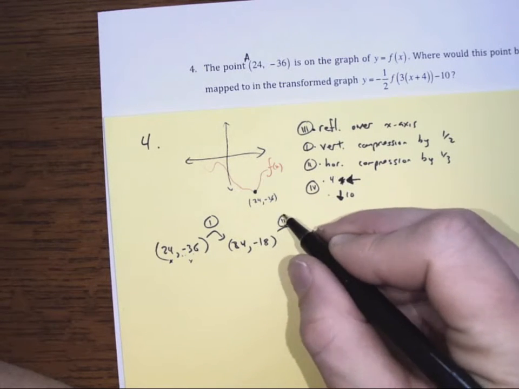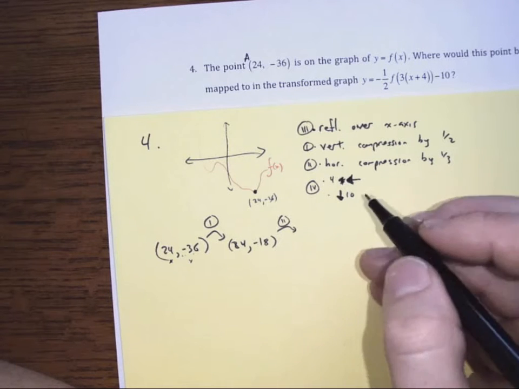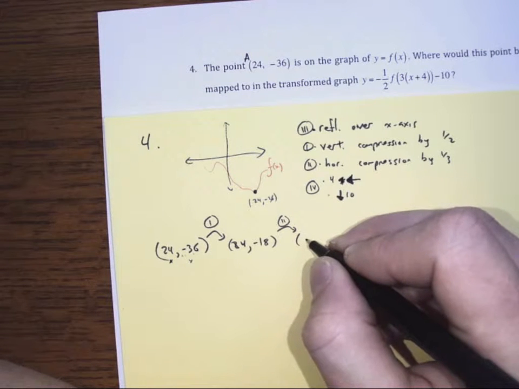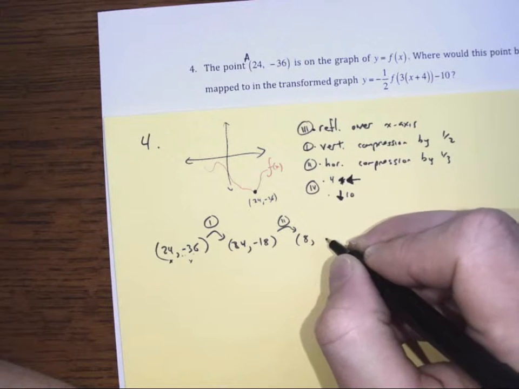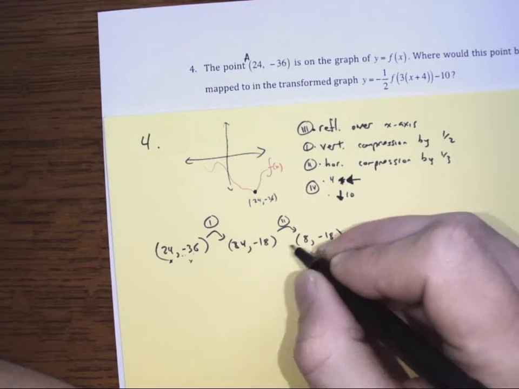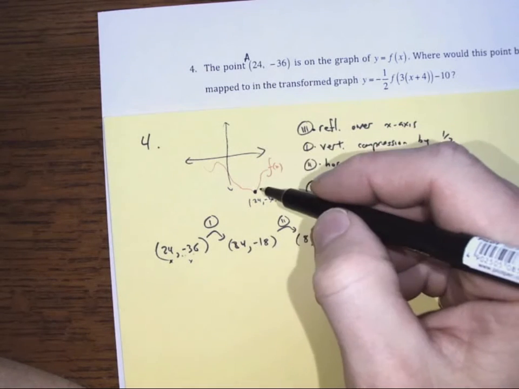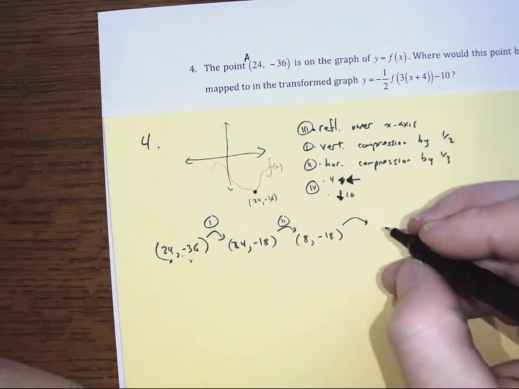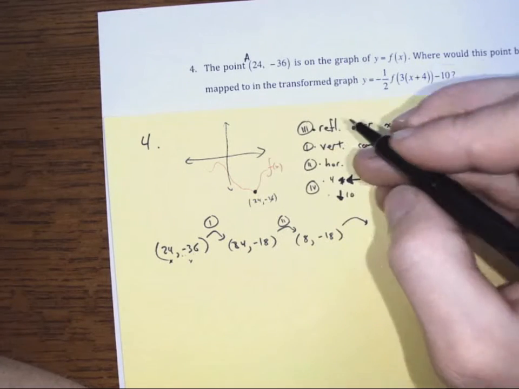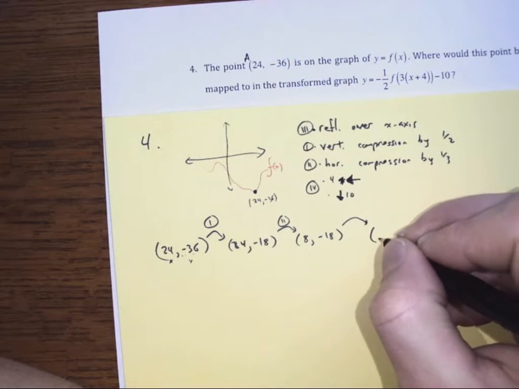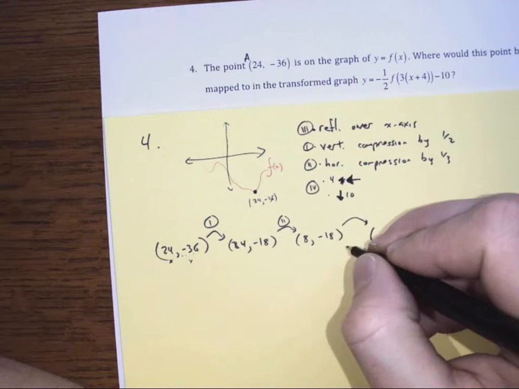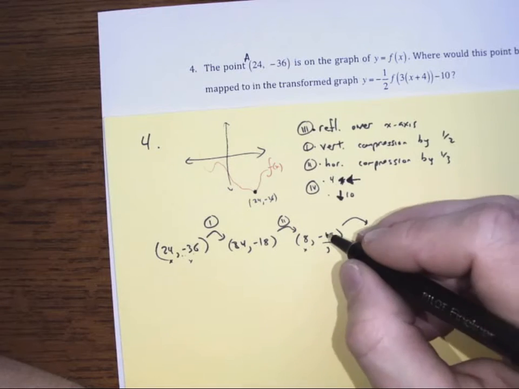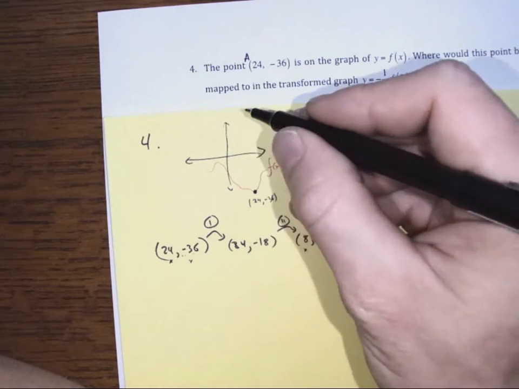Then I'm going to horizontally compress by a factor of a third. So I'm going to take my point 24 and compress it by a third, which gives me the value 8. 8 is 24 divided by 3. And the y is unchanged. Then reflect over the x-axis. That means it's going to flip from below the x-axis to above it. That affects the y value because it's vertical in nature, even though we're going over the x-axis, which can be a little confusing. So we multiply the y value by negative 1. That takes us to the point (8, positive 18).